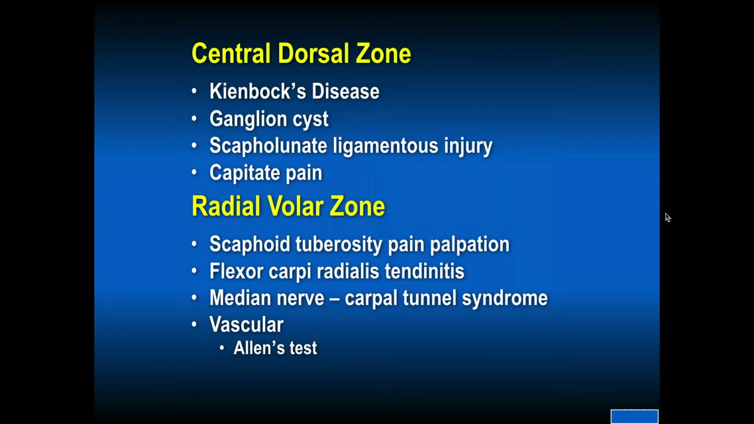The central zone, think about Kienbock disease, again a ganglion cyst, scapholunate ligamentous injury, and a capitate problem. If you go on the radial volar zone, the scaphoid tuberosity, palpate that for pain, flexor carpi radialis tendonitis, again where the tendon attaches, you follow the tendon to that insertion and they should hurt in the direction that the tendon is running. The median nerve, very commonly carpal tunnel syndrome is seen, and they would have a positive Tinel's over that. And also think about the vascular test of an Allen's test to see if the radial and ulnar arteries are competent or if there are some anatomic variation.